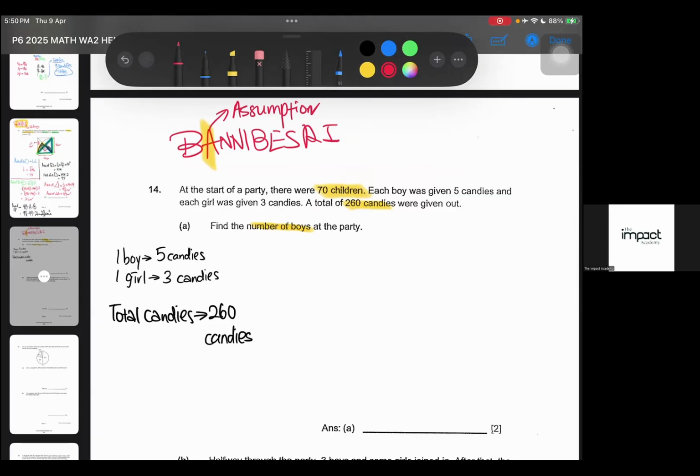Because the only way you can go and find the number of boys is to guess. Make sense? Or go and assume, right? So I'm going to use assumption. I'll write "assume" with dots. Okay, what do I mean by that? I'm going to assume. What am I going to assume?